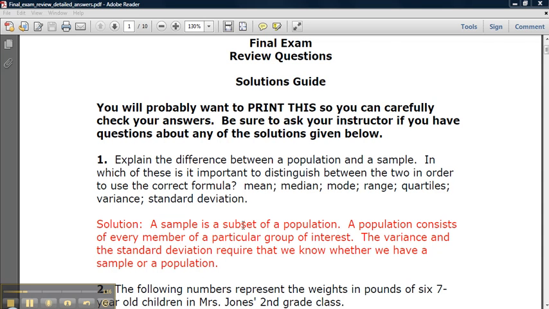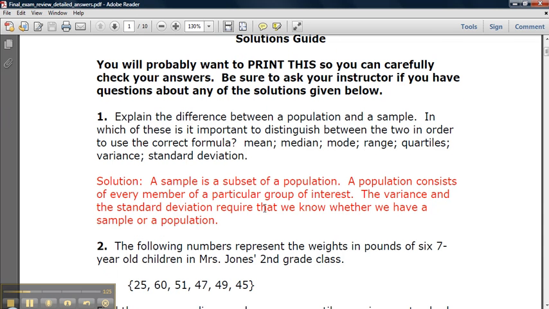And then your variance and standard deviation. To do these calculations, you want to just use the software. And here's a solution here as well.